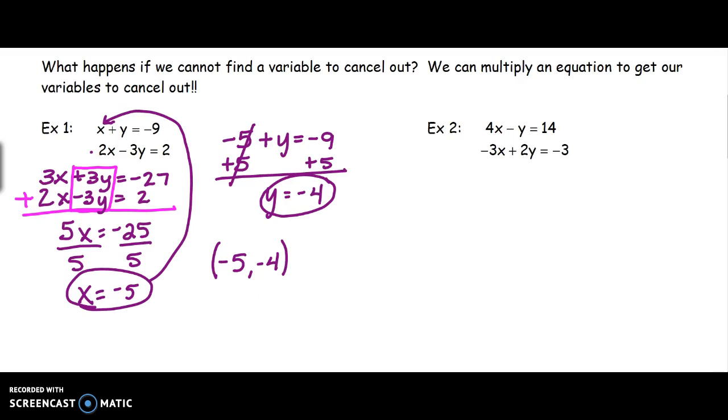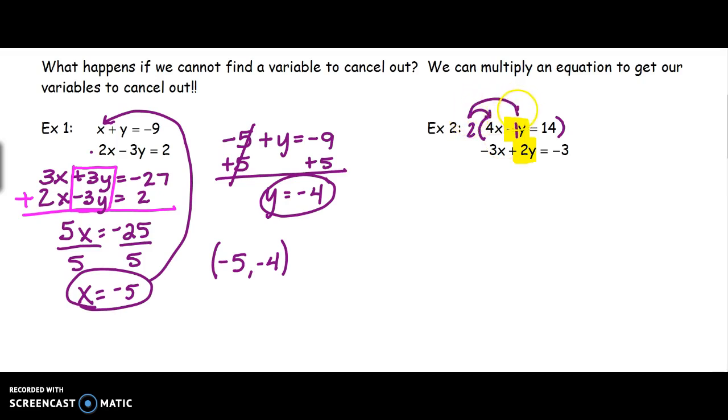This next example, 4 and 3 do not match. Here you have 1 that's blank, and then a 2. So again, we're going to try and get rid of the y's. Now you can always get rid of the x's too, that is allowed. These two examples just happen to be y's. So what would we need to multiply the whole top equation by in order for our number in front to match? If this is 1, 1 times what number will give you 2? If you said 2, you're correct.